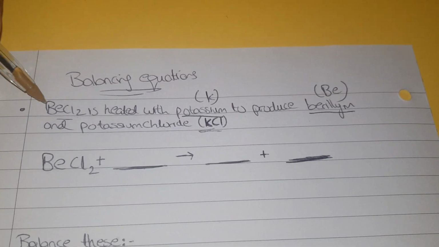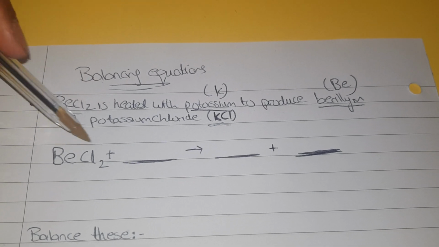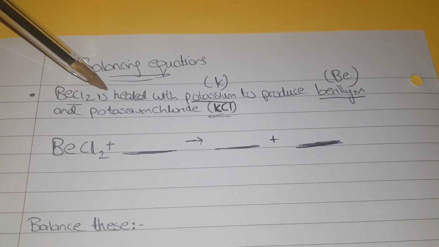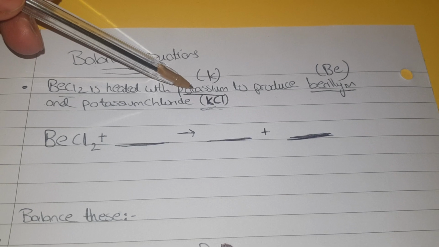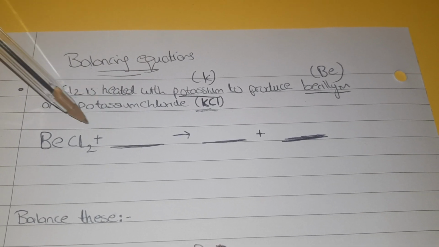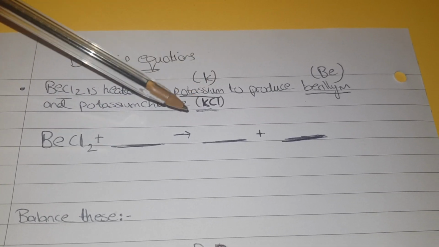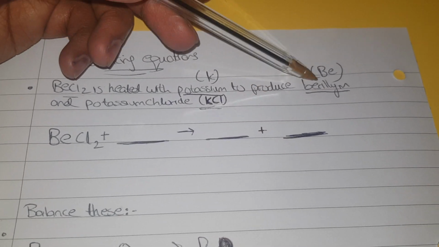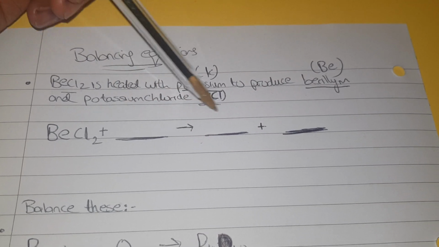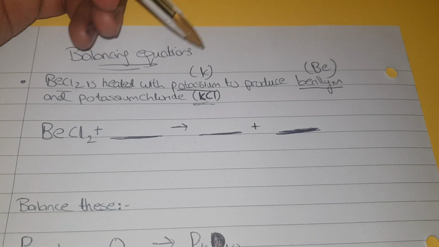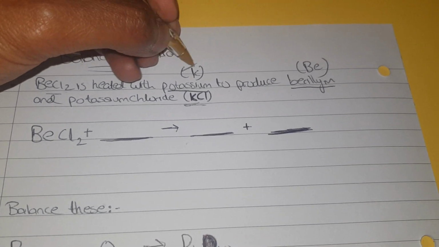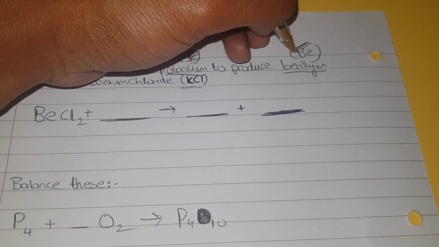Now, it says BeCl2, which is there. This is how the question was given. Is heated with potassium. So we're going to put potassium there because those two work together. And what do we get? So the products are always on this side. So we end up with beryllium and we end up with potassium chloride. Obviously, I've just written these two down. In the exam, in the question, they did not give you these two.